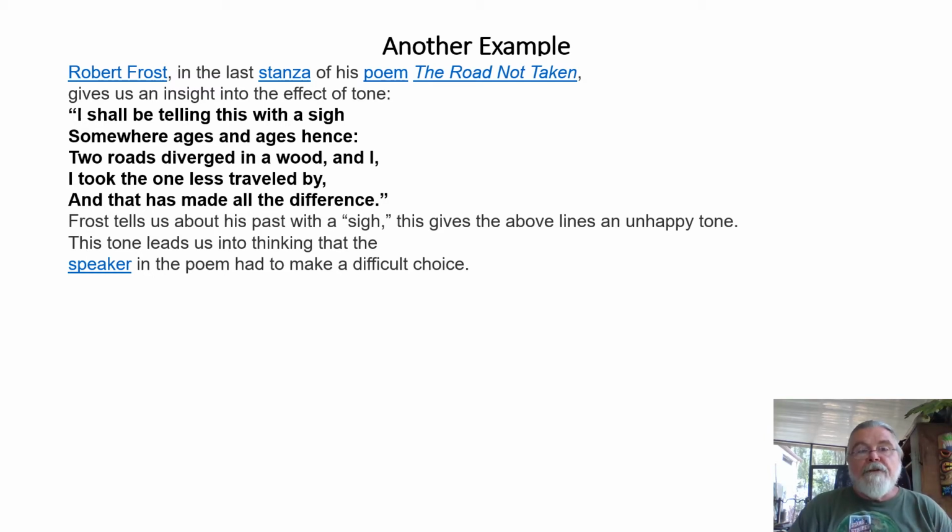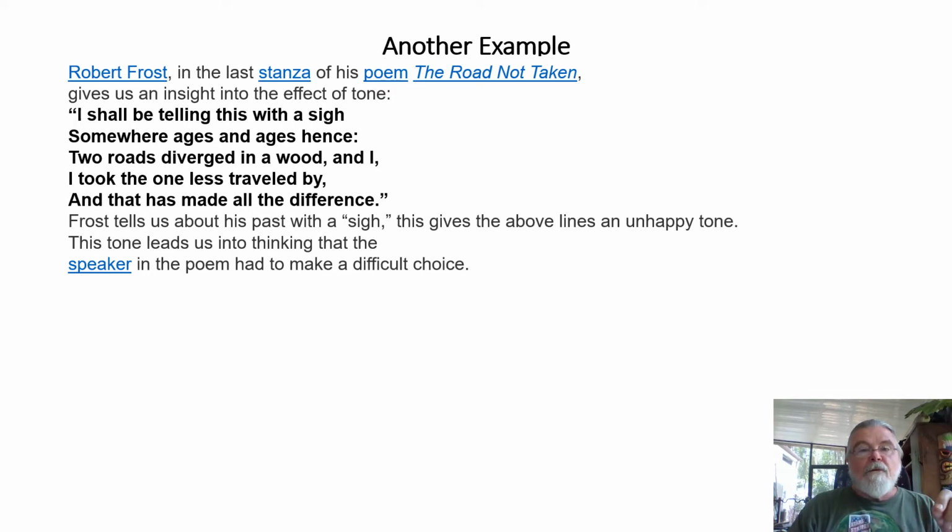And the tone that he uses gives us an insight on what he's trying to present. This is the end of the poem. I shall be telling this with a sigh, somewhere ages and ages hence. Two roads diverged in a wood, and I took the one less traveled by, and that has made all the difference. So, when we look at the words that Frost uses here, Frost tells us about his past with a sigh. This gives the above line an unhappy tone. The tone leads us into thinking that the speaker in the poem has had to make a difficult choice.